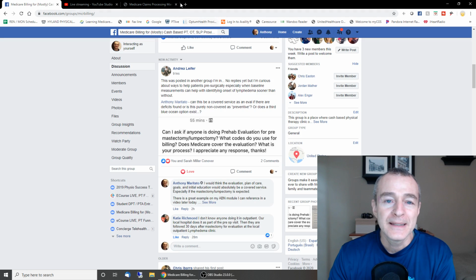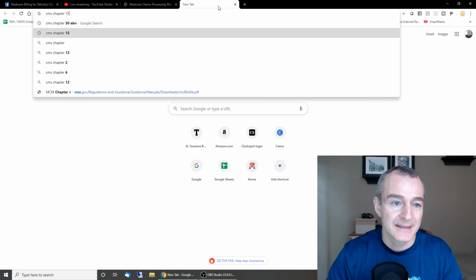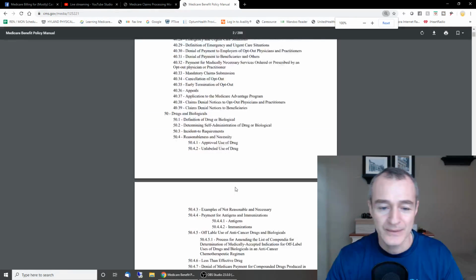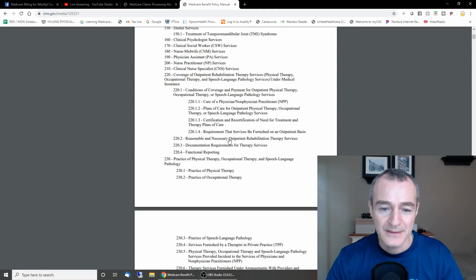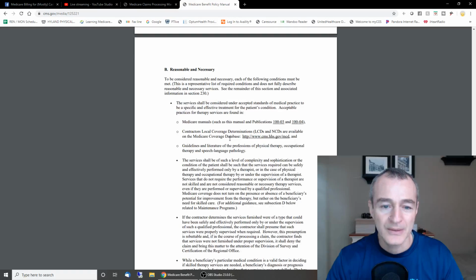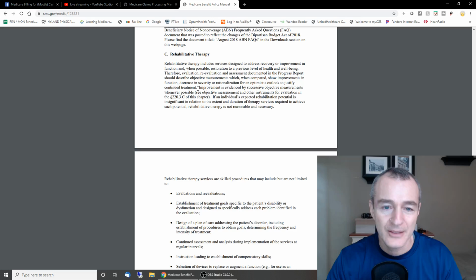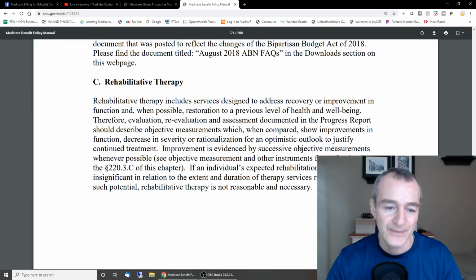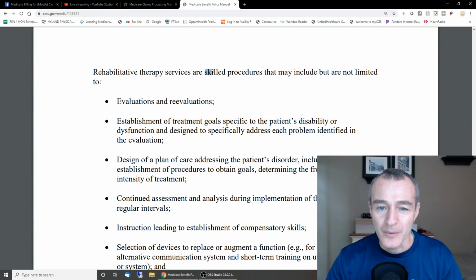So if we look at, let's go to a classic, CMS Chapter 15, and we're going to jump down real quick to medical necessity in Section 220. I think this is just so important when you're looking at what's reasonable and necessary. Of course, they outline all this here, but I'm going to go into this section under rehabilitative care, talking about requiring the skills of a therapist.